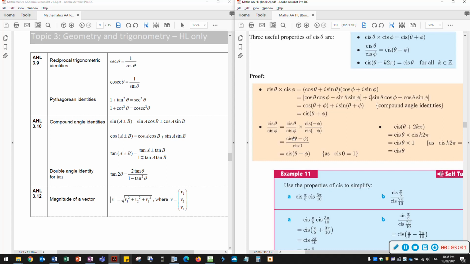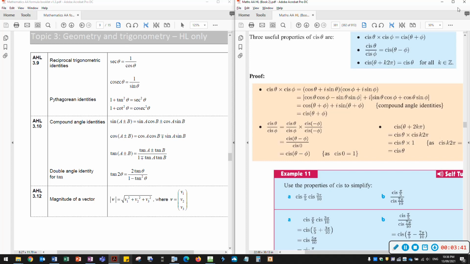You can do something similar here with division. So why are they multiplying by negative phi? Cis of negative phi is actually the conjugate of the complex number. Remember when you divide by complex numbers, typically you will have to rationalize that denominator, so you do it by multiplying by the conjugate over the conjugate. And then you already know that phi plus negative phi will be 0, so we can use the previous result as a known fact, leaving you with cis theta minus phi. So that's a really good result.